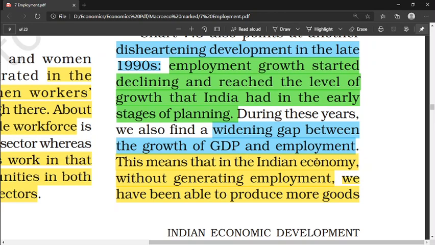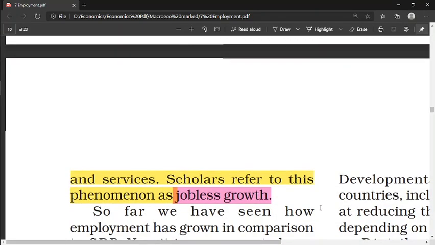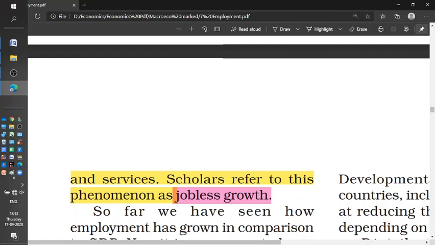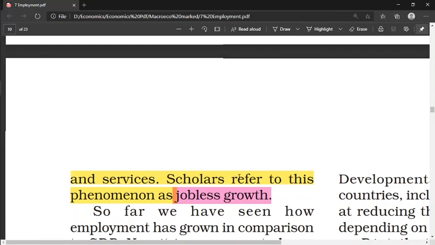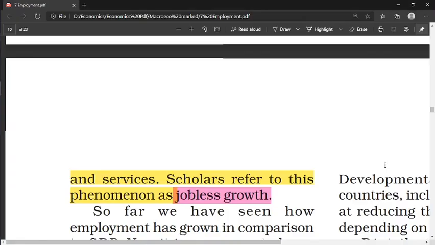So this means that in the Indian economy, without generating employment, without people getting work, we have been able to produce more goods. We are able to meet the demand of the market, not with many people, but with the same people. Scholars refer to this phenomenon as jobless growth. That's an important concept. We grow, but not many jobs are generated. A growth with jobless people. We are able to produce more goods, but not with many people. So that is the situation that we face in India.